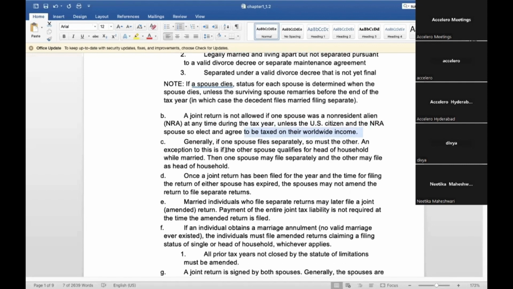Generally, if one spouse is filing separately, the other spouse also has to file separately. So both of them will go with married filing separately status, unless the other spouse qualifies for head of household. Now there is another category called head of household. We will see that later. What is the head of household category?